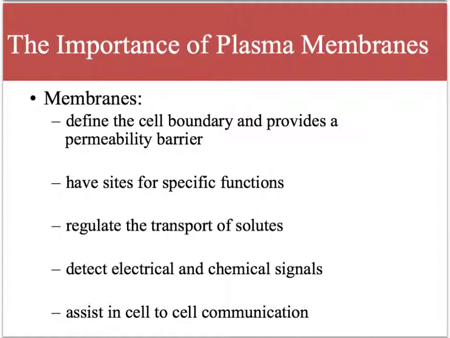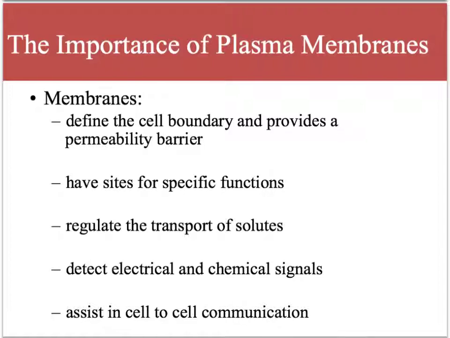So what you should already know about a membrane: they define the cell boundary and they provide a permeability barrier. So if something is permeable, it lets some things in, but not all things. It has sites for specific functions. How do we know what the specific function is going to be? Often in biology, things are very shape specific.